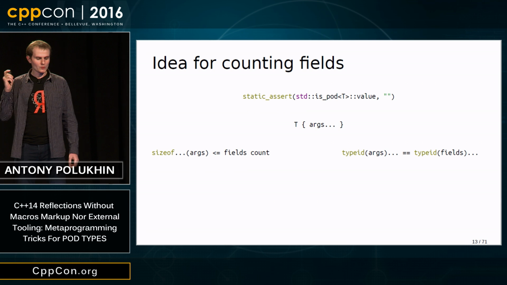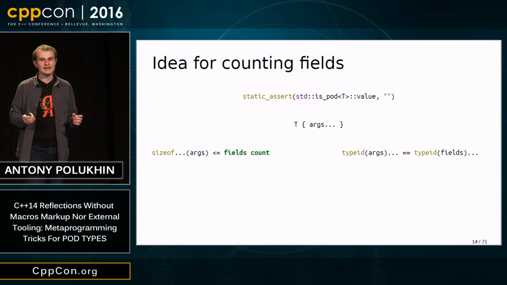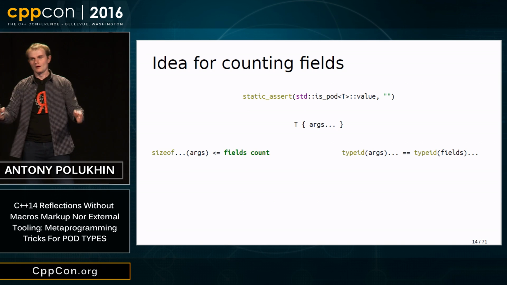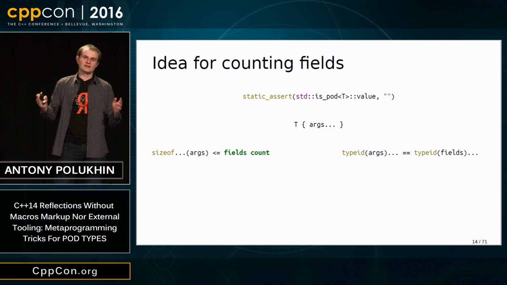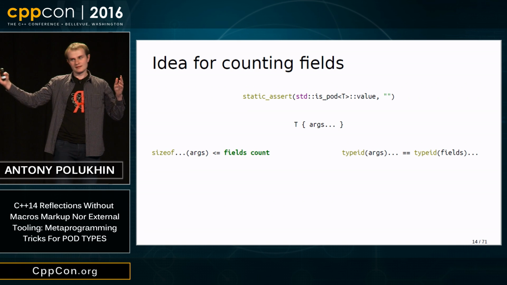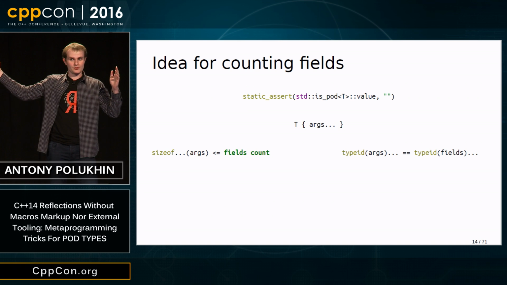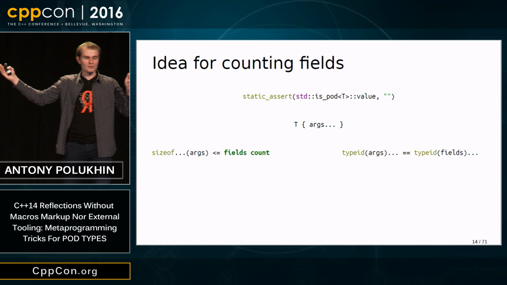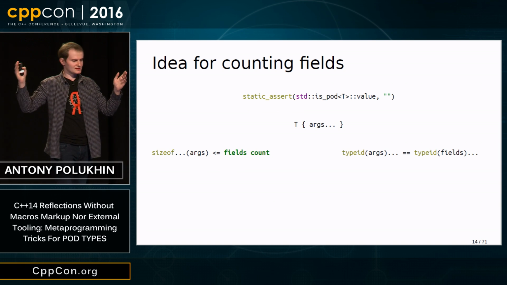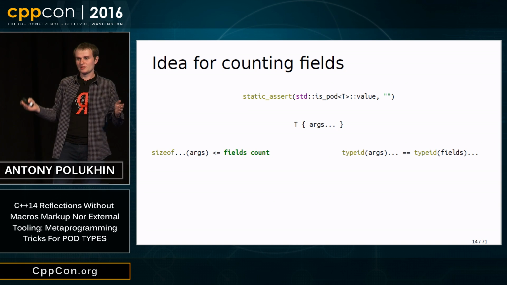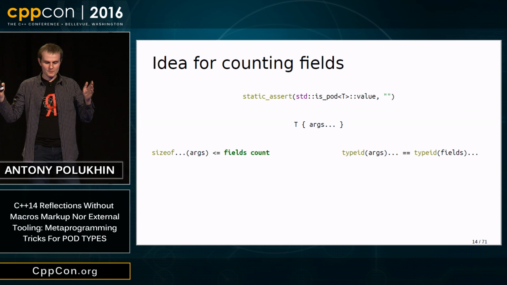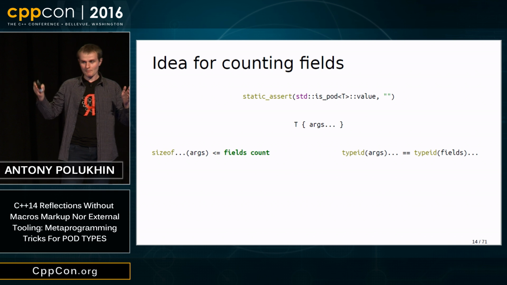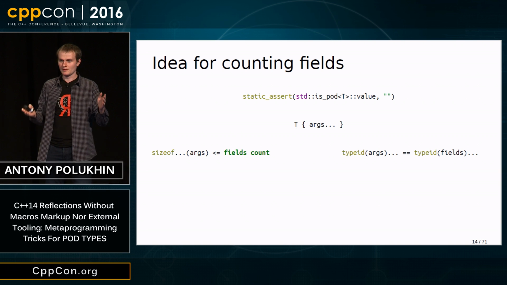From that, now we'll try to extract the fields count. Here's how. We try to aggregate initialize structure T with a huge, insanely long amount of arguments, and that will fail to compile. We drop off one of the arguments, it still fails to compile. We repeat the procedure. At some point, when the arguments count is equal to the fields count in the structure T, bam, the code compiles.